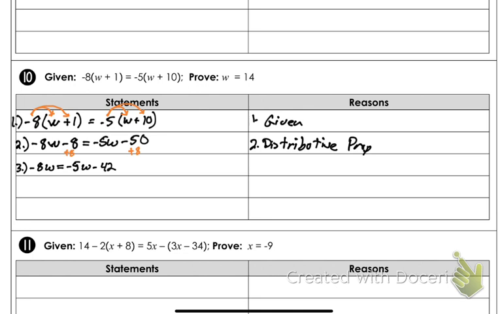Don't get this stuff wrong if we could just plug it in our calculator. I did see people do the addition wrong here. Plug in your calculator and get it correct. All right, so I use the addition property of equality, our ADPO.